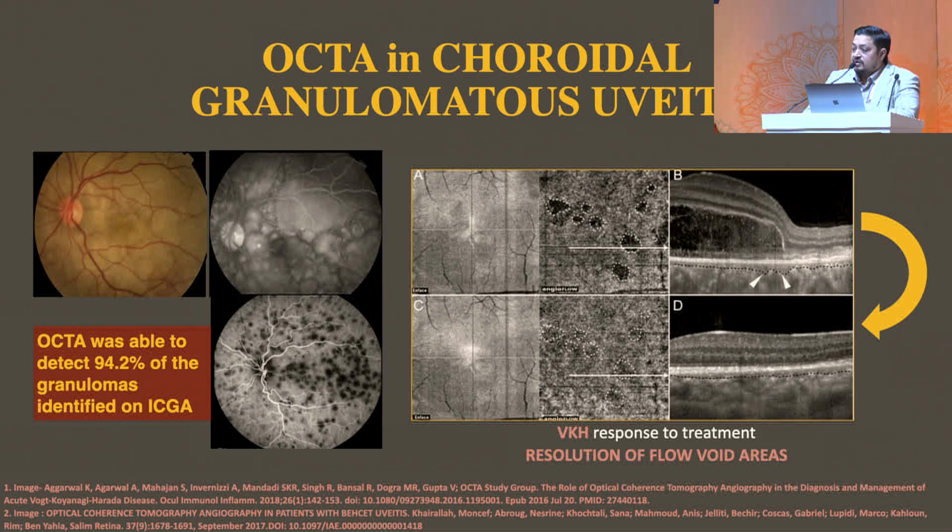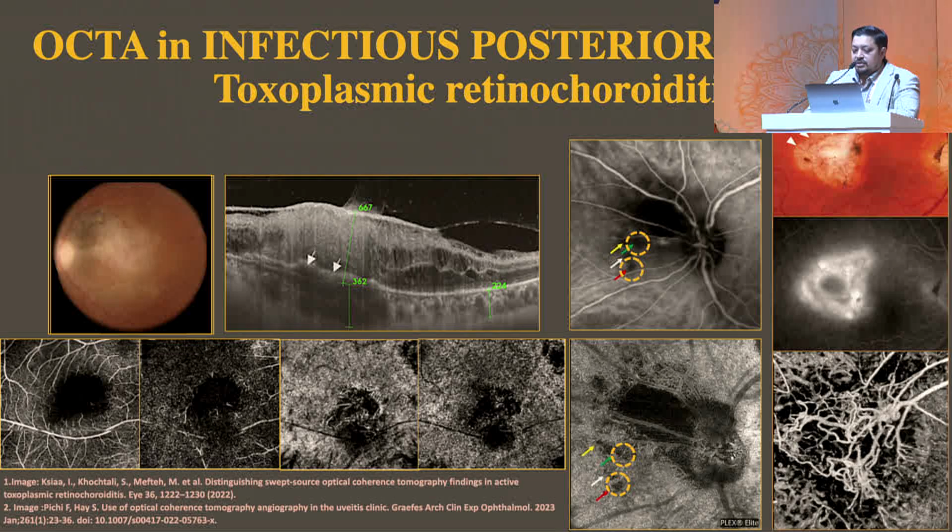And what is the benefit of it? First, it is non-invasive. You detect those lesions as the flowoid area, as you can see in the left middle picture. You start the patient on the treatment, and these flowoid areas resolve. Once these flowoid areas resolve, this will help you to guide the end of the treatment for VKH. So this is another utility of OCTA using the choriocapillaris images.